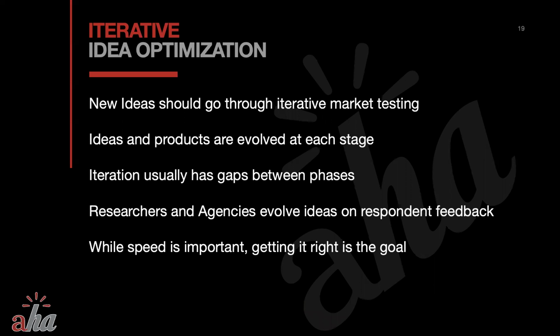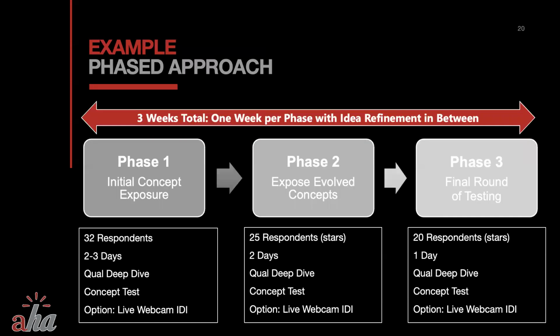So segmentation is pretty important there. And while speed is important, getting it right is the goal. Sometimes you can't stick to the schedule because of overriding conditions, but you really need to be on a mission, lay out a calendar, and execute against that. So to give you a visual sense of what this looks like, this is an approach where I've got 3 phases and it goes 3 weeks in total.